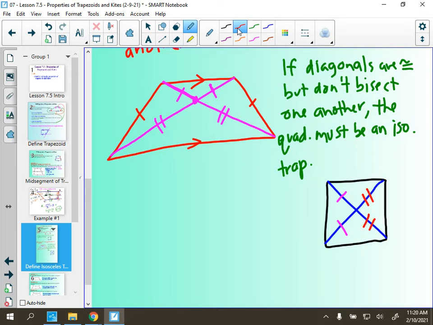Are those diagonals the same length? Sure. If we want to be informal, this has got a pink and a red. This diagonal's got a pink and a double red. From here to here is the exact same length as that. So that's the diagonals-are-congruent part of it, but they're not cutting each other in half, that's the bisect part of it. So yeah, this would have to be an isosceles trapezoid, right?